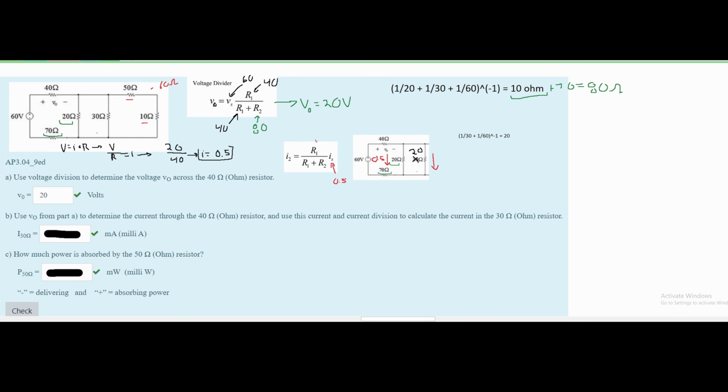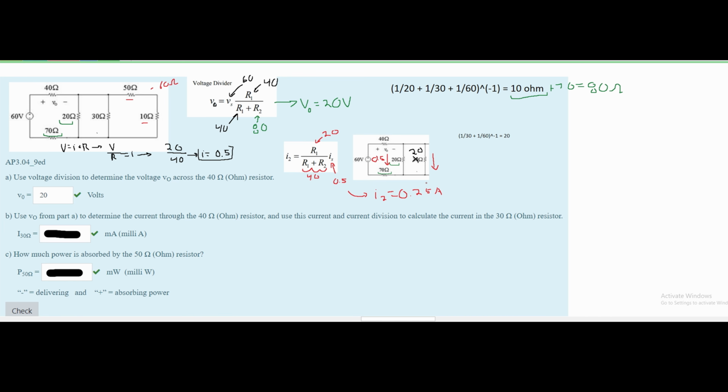Our R1 is going to be the 20 ohm resistor, the resistor in parallel with it. And then down here we have our R1 plus our R2, so we're going to have 40 ohms of resistance because we have this resistor plus this resistor. This is going to give us the I2 value of 0.25 amps.